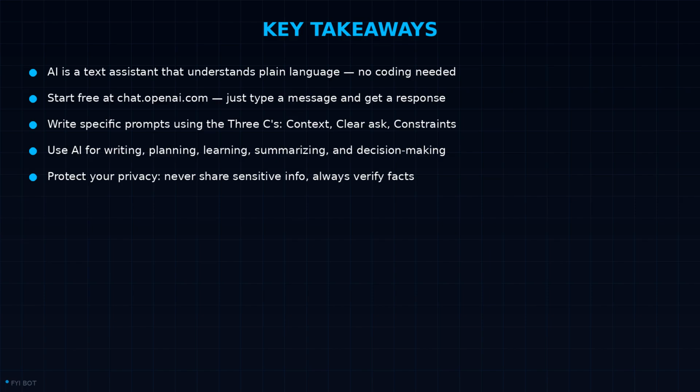Let's recap everything we covered. AI is a smart text assistant that understands everyday language. You don't need any technical skills to use it. The best way to start is free at chat.openai.com, where you just type a message and get a response. The key skill is writing good prompts using the 3 Cs: give context, make a clear ask, and set constraints. You can use AI for writing, planning meals and trips, learning new topics, summarizing long content, and thinking through decisions.